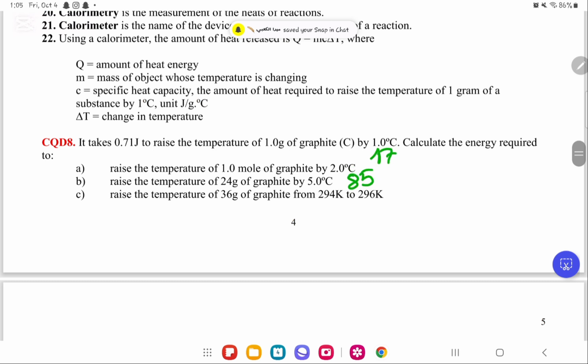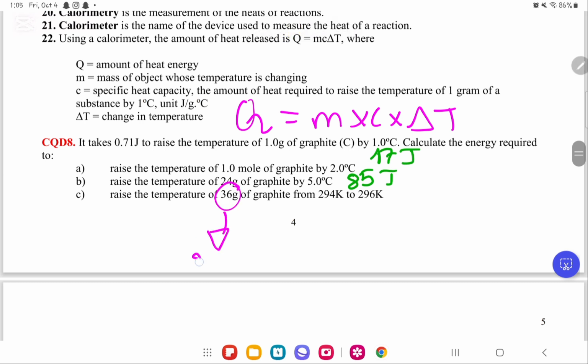The first one was 17. Now these are all joules. Okay? Now the last one, pay attention. Again, we're using the equation Q equals M times C times delta T. Alright? Our mass is what? 36 grams. Our C is 0.71 joules. We need to find the Q.